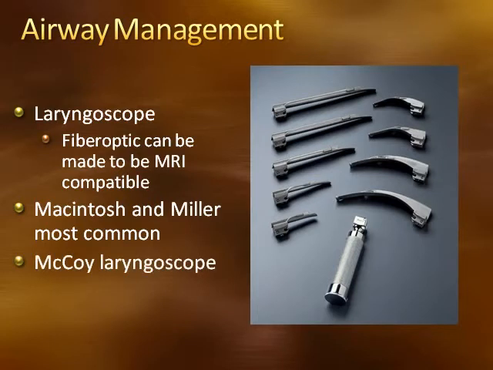The McCoy levering laryngoscope has a 25mm hinged blade tip controlled by a spring-loaded lever on the handle of the laryngoscope, which allows elevation of the epiglottis without the use of excessive forces on the pharyngeal tissues.